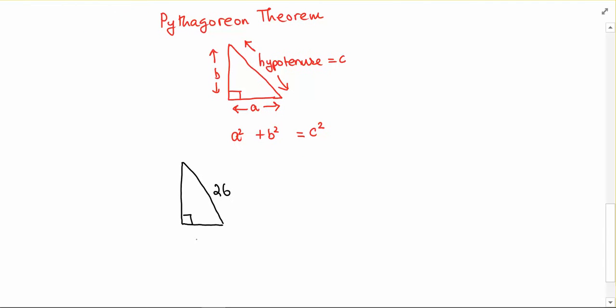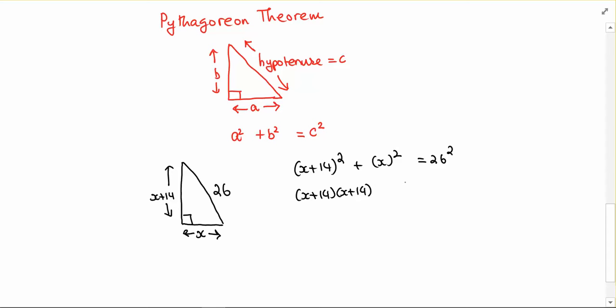It says one leg is 14 feet longer than the other. So I'm going to call this one x. That's the length of that. And then this would be x plus 14, feet longer. And now I can use the Pythagorean theorem. The Pythagorean theorem says x plus 14 squared plus x squared, a squared plus b squared, is equal to 26 squared. Now carefully unpack this. So we have x plus 14 times x plus 14 plus x squared equals 26 squared.